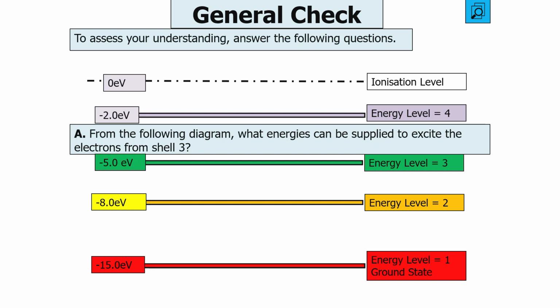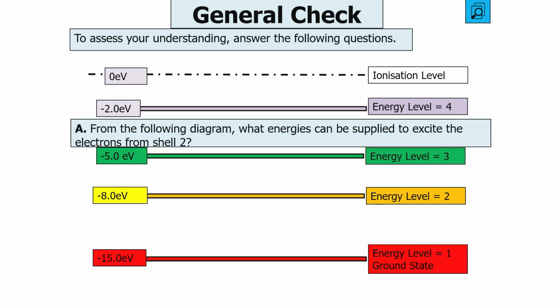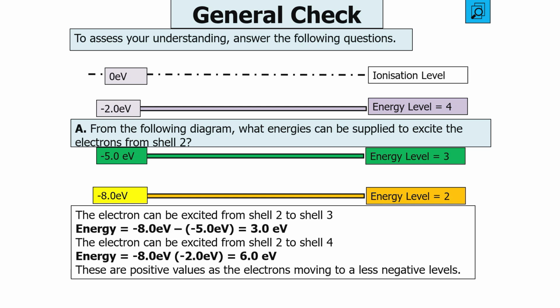From the following diagram, what energies can be supplied to excite the electrons from shell 3? So pause the video now, then unpause the video when you want to go through your answer. The only possible excitation from shell 3 is to shell 4, so therefore it's -2 minus -5, which is 3 eV. From the following diagram, what energies can be supplied to excite the electrons from shell 2? So our electron can be excited from shell 2 to shell 3, so -5 minus -8 is 3 eV, and then from shell 2 to shell 4, -2 eV minus -8 eV, which is 6 eV.